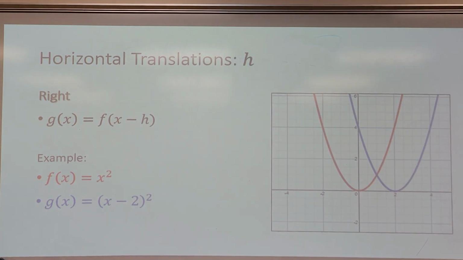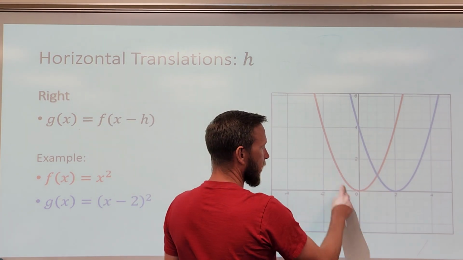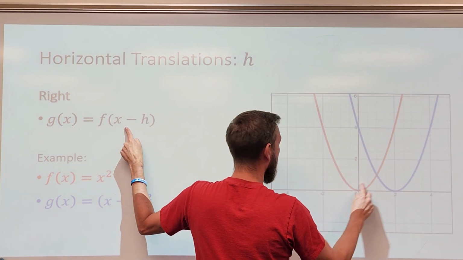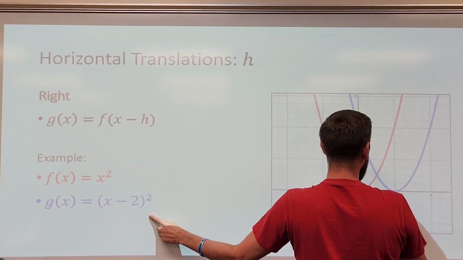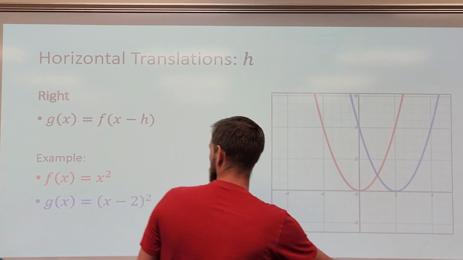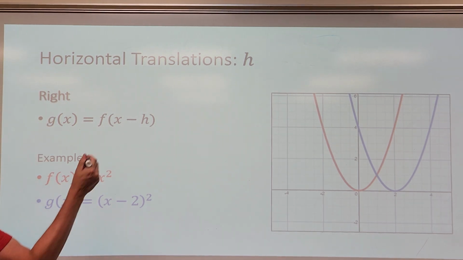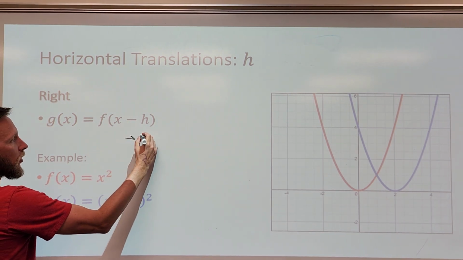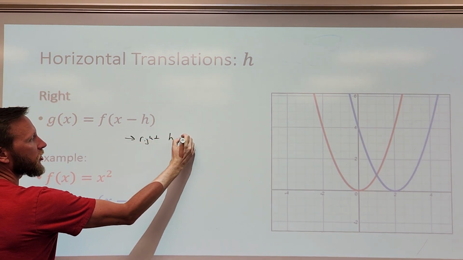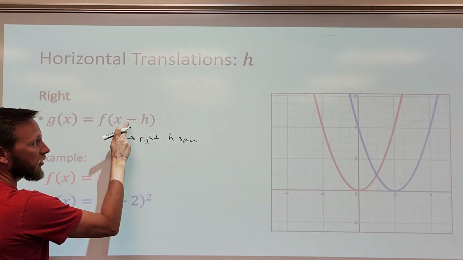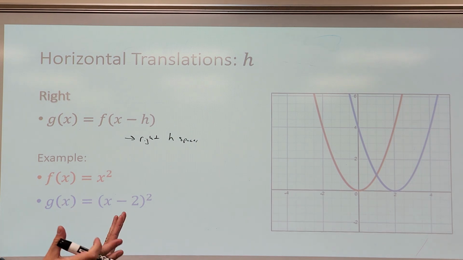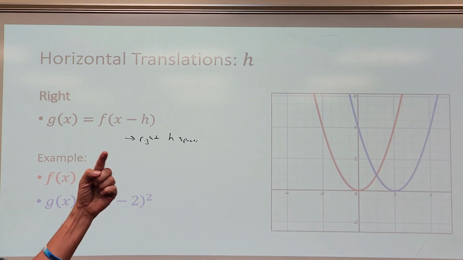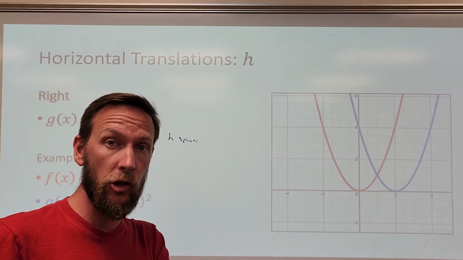So here we have the graph of the parent function y equals x squared. But then when I have y equals (x minus 2) squared, I'm moving that 2 spaces to the right. So moving to the right, you are subtracting, moves right h spaces. Now that seems a little bit backwards, right? Because you are subtracting, so you think you're going to go to the left, but you're actually going forward.